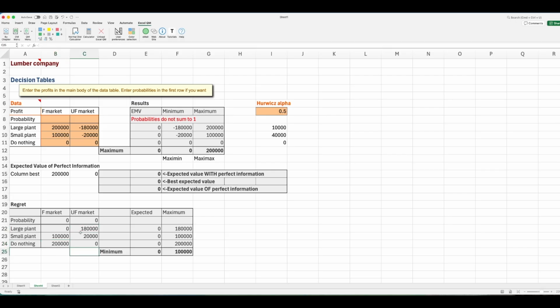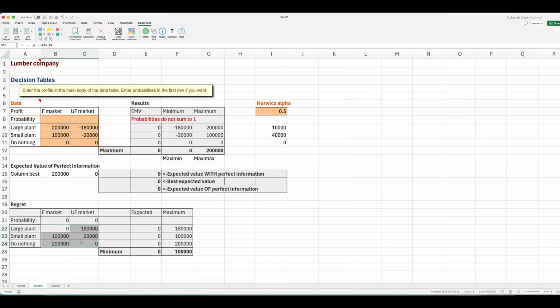Similarly, the table calculates the regret for you. So look here, these two numbers are the best possible outcome that you could have under each of the states of nature. This is 0 under unfavorable market. 0 payoff is the best outcome among these, so this is the maximum of the outcomes. And then regret is this best payoff minus the actual payoff under that decision. 0 minus 180,000 is 180,000.